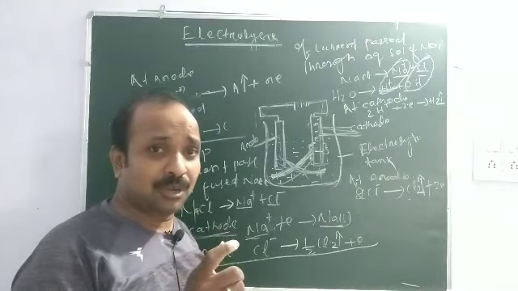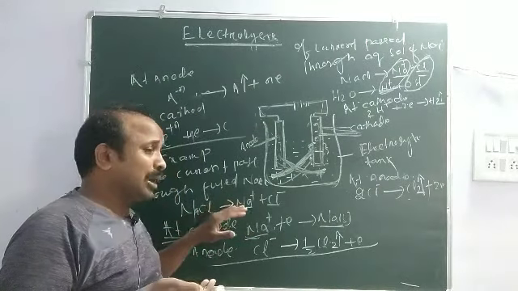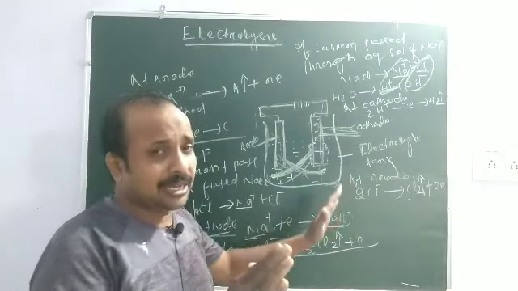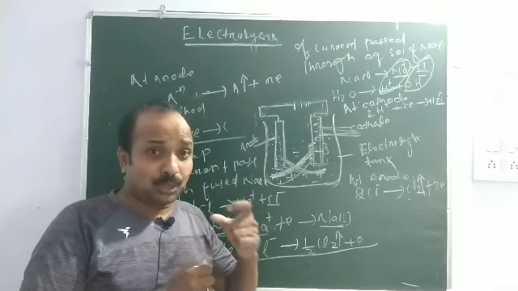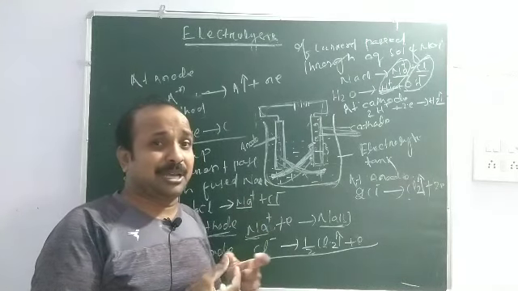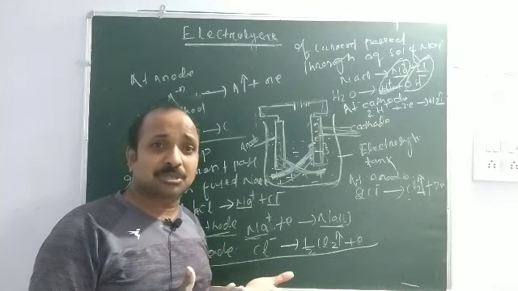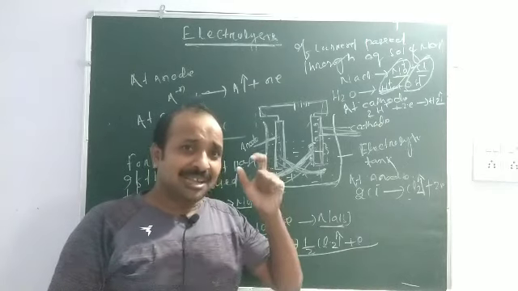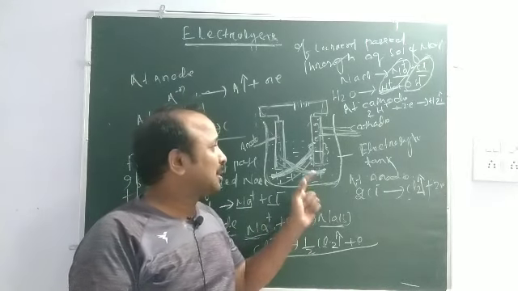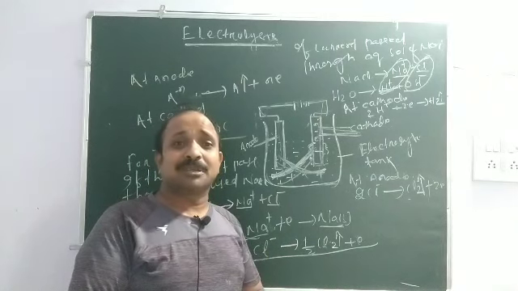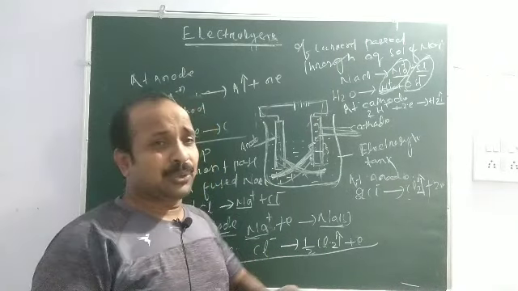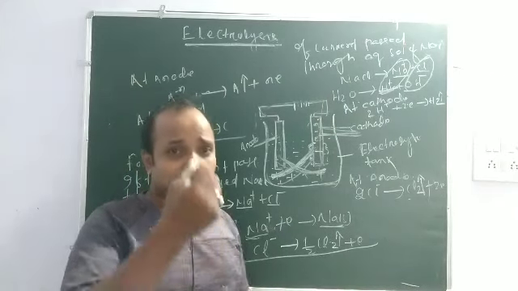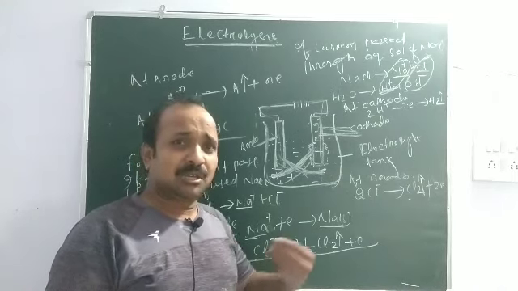Then you first find out whether there is a single positive ion and a single negative ion. There is no confusion: positive moves toward the cathode and negative moves toward the anode. But when two positive ions and two negative ions are present in solution, then confusion comes. Only the less reactive element moves toward the respective electrode. Then we write the reactive order. How can I know which one is less reactive? If you remember the electrochemical series, then you easily know.